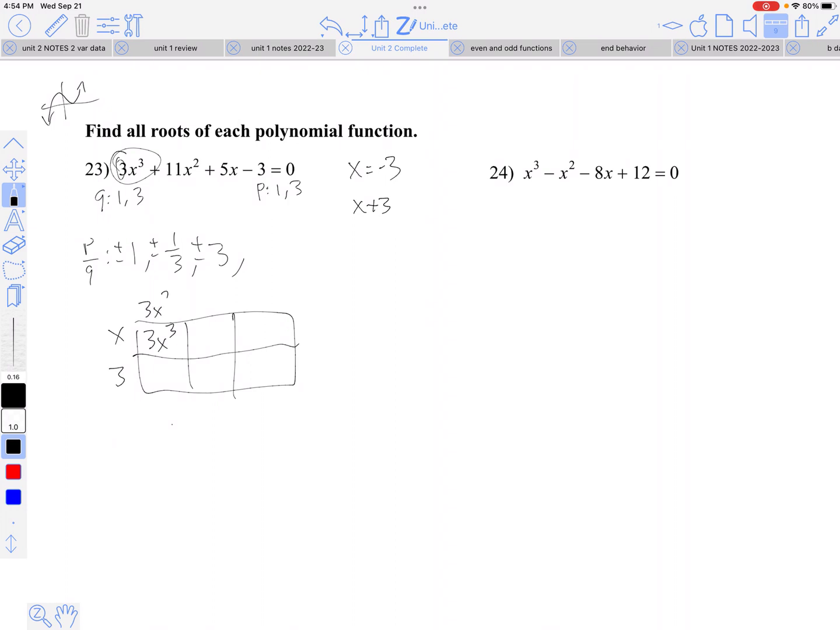I'm going to get 3x squared, which when I multiply that, I'll get 9x squared. But remember, I didn't want 9x squared. I wanted 11, so I need 2 more, which gives me 2x there, which gives me 6x. I overshot it a little bit, so I've got to get rid of an x, which gives me negative 1 there, and that leaves me with negative 3, so it worked perfectly. So right now I know x plus 3 multiplied by 3x squared plus 2x minus 1.